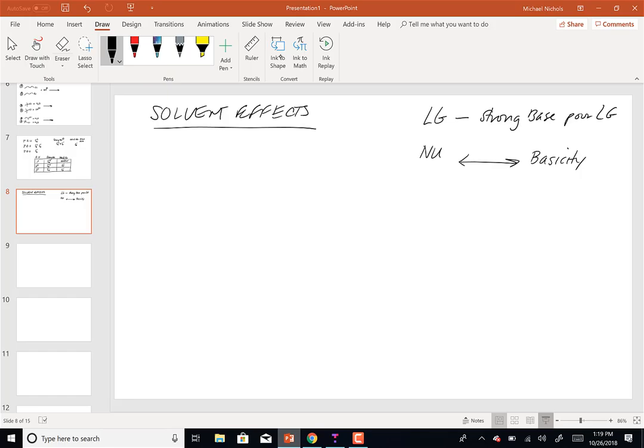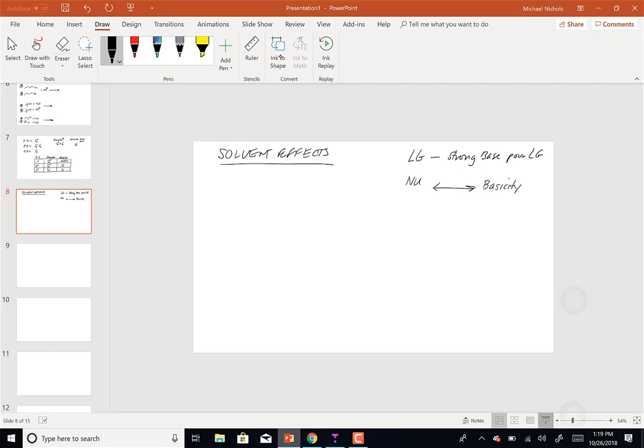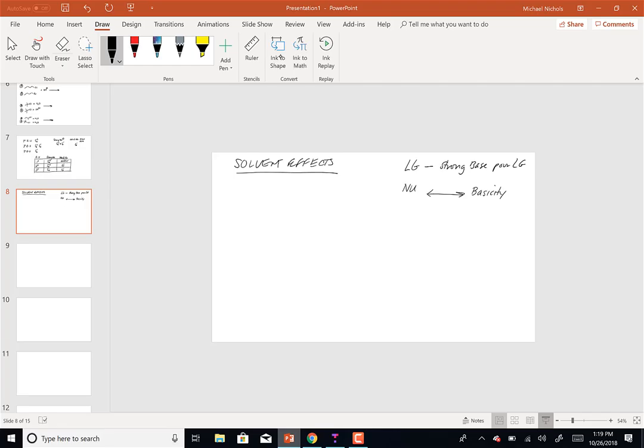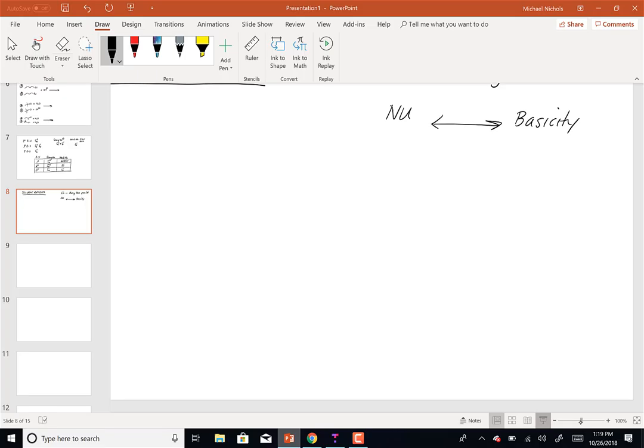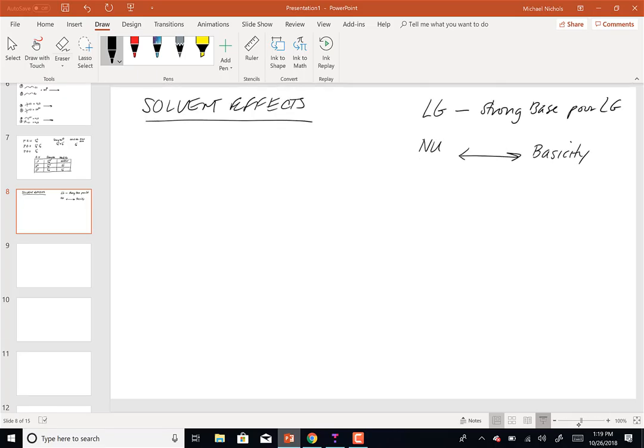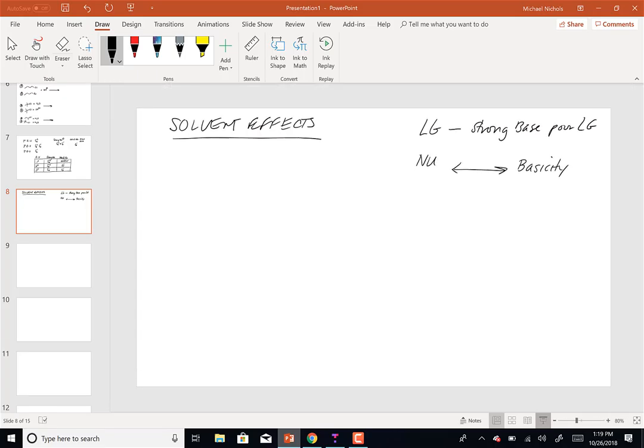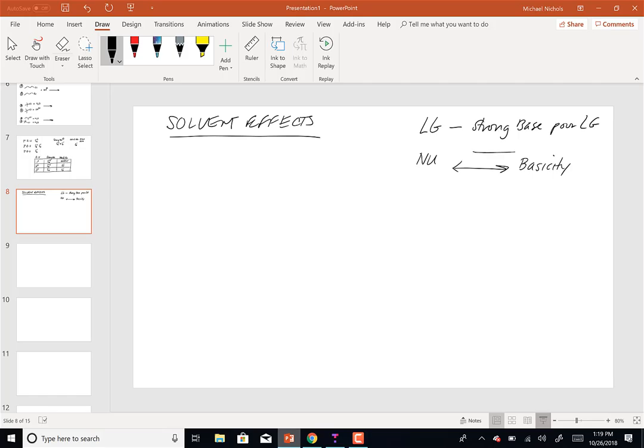Are stronger bases on the left of the periodic table or on the right side? Left. So basicity... Oh, that's what I did. Wondered why it kept getting bigger and smaller. Basicity increases as we go from right to left.